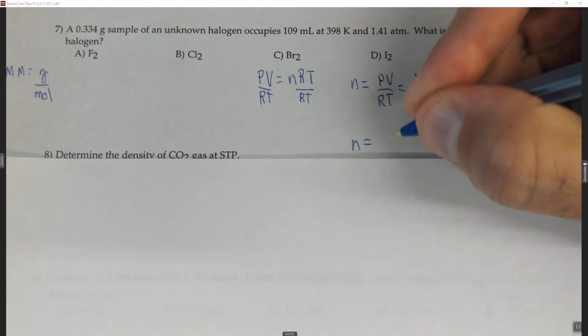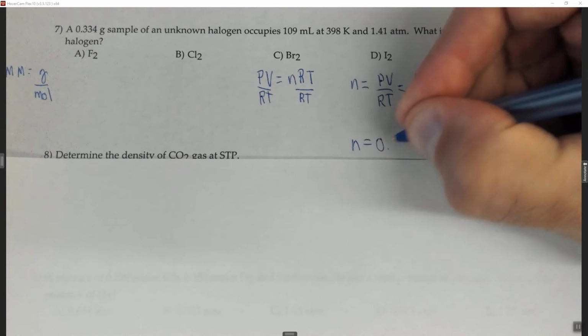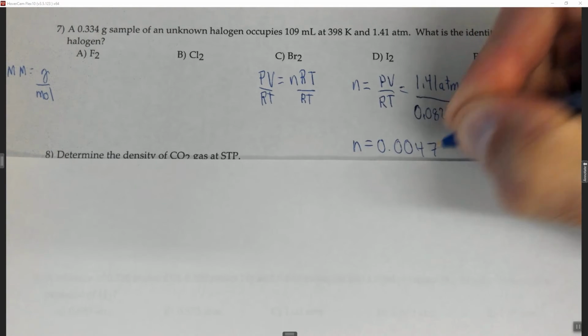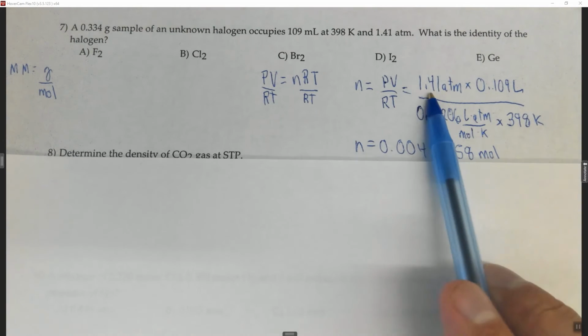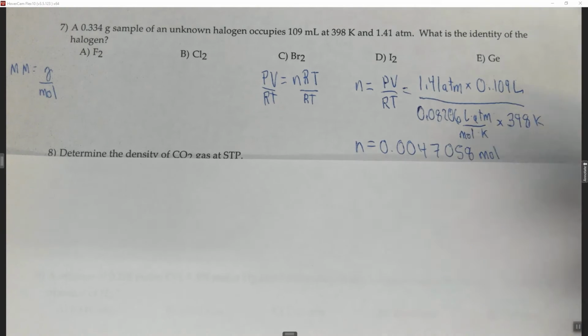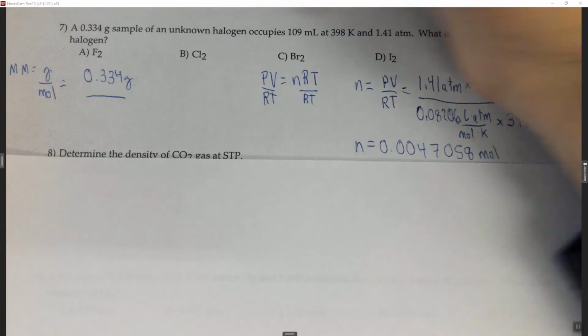All right, n in this case, so again, this times this, divide by this, then divide by this, n equals 0.0047058 moles. Okay, so of course you can also multiply these two together, then put these in parentheses and then divide by these two together in parentheses. That will work as well. All right, so now the molar mass is grams per mole. Again, the grams are easy. The grams are 0.334 grams because the problem told us that. The moles are the ones you just found, 0.0047058 moles.